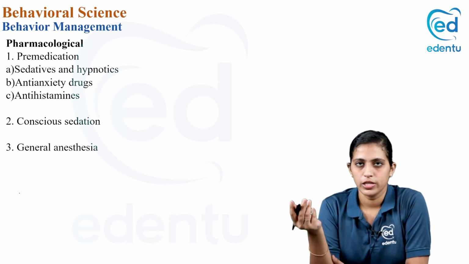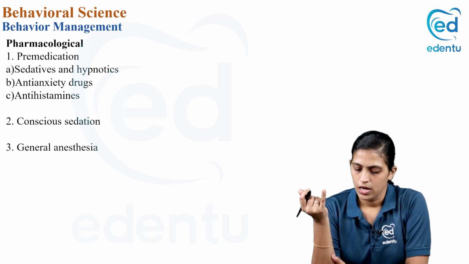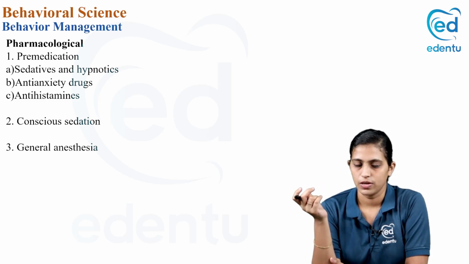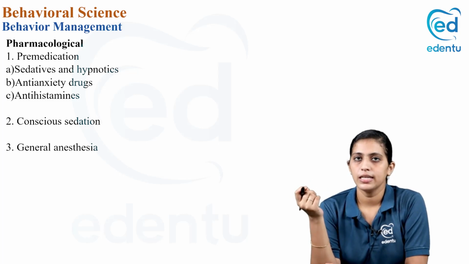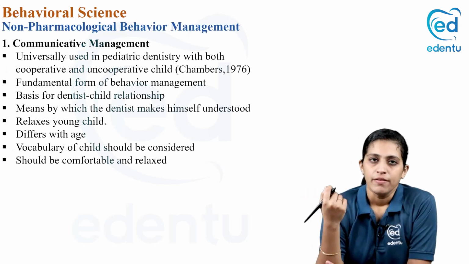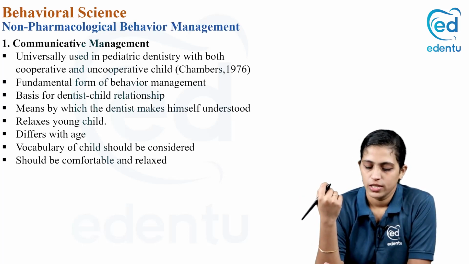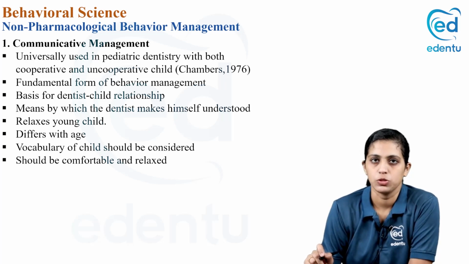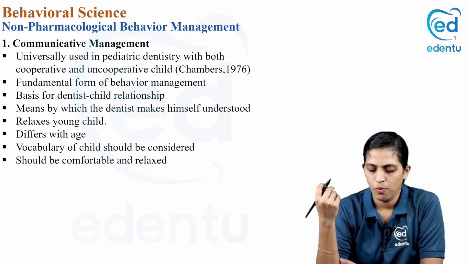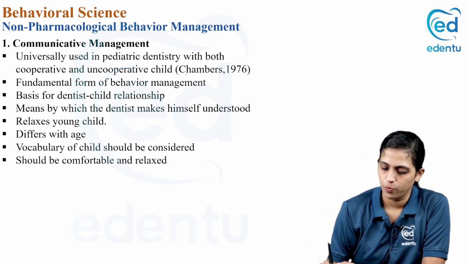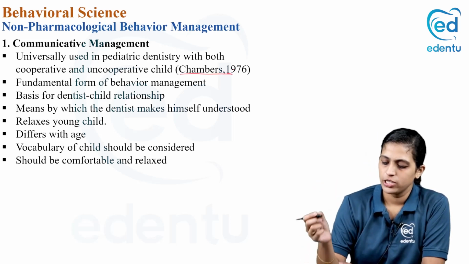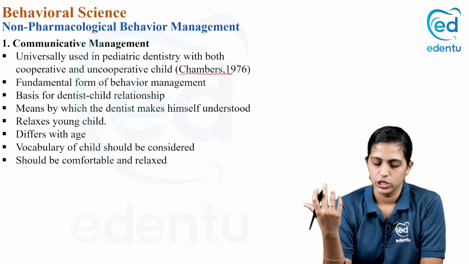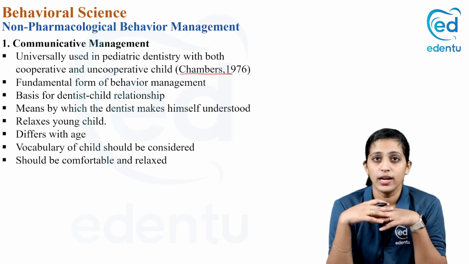Next are the pharmacological methods. First is pre-medication, which includes sedatives, hypnotics, anti-anxiety drugs, antihistamines, etc. Then there is conscious sedation, and the last, general anesthesia. We will now look into the non-pharmacological methods of behavior management. To begin with, the first one is communicative management. This is universally used for both cooperative and uncooperative children, as stated by Chambers in 1976. This is the fundamental form of behavior management, and it helps to build a child-dentist relationship.